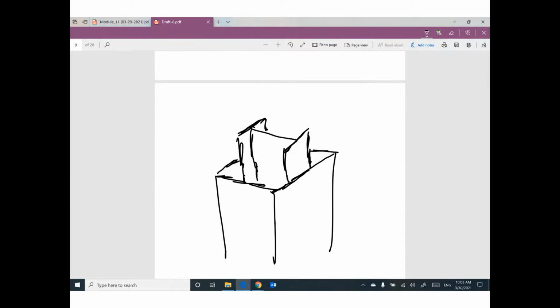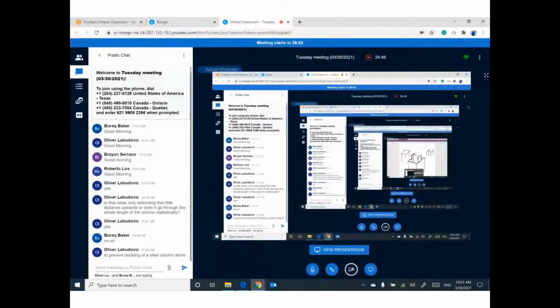Any answer? Why? Why do I need to do this? Why didn't I use only steel column? Why didn't I use concrete column? Why do I need to add both of them in one column? Any answer?